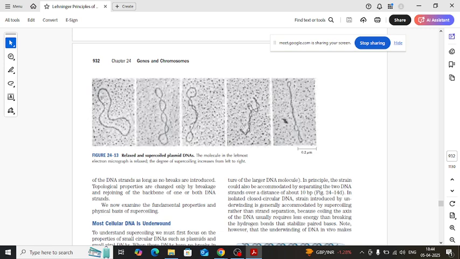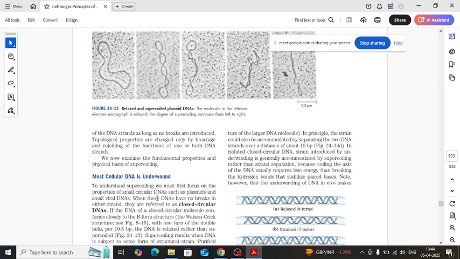And this is an example of a plasmid DNA which is circular and relaxed. There is no supercoiling. I think you can see the difference. See, there is no passing over of one strand over another, but in this case, there is passing over of one strand over the second strand multiple times. So that's why it is supercoiled DNA.